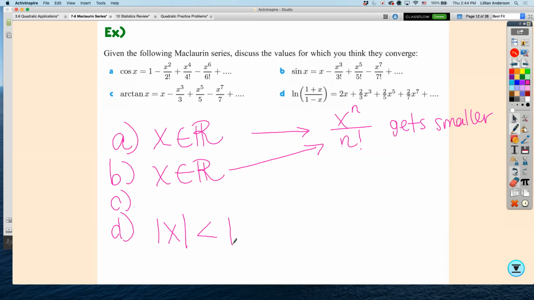Why not equal to 1? What happens if I plug in 1 for x? Oh, the denominator is 0. So then it becomes undefined. It's undefined, okay? It is undefined.